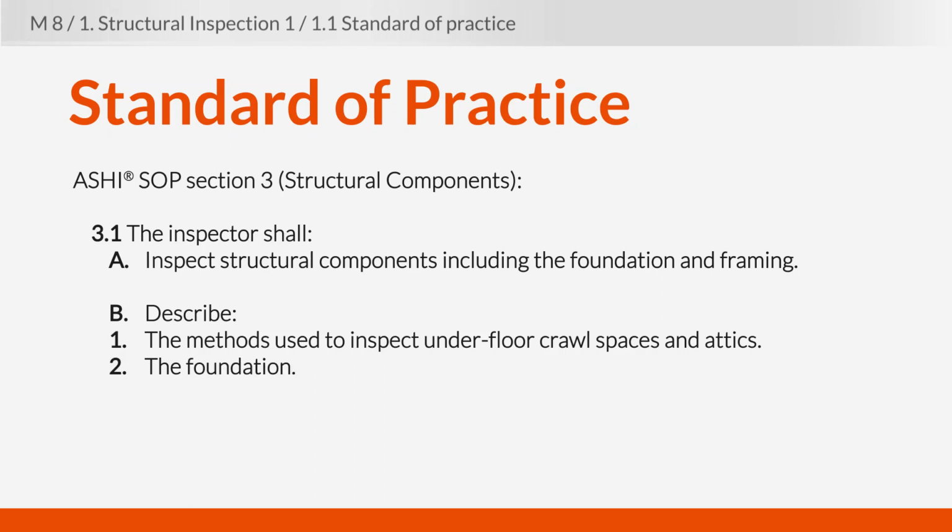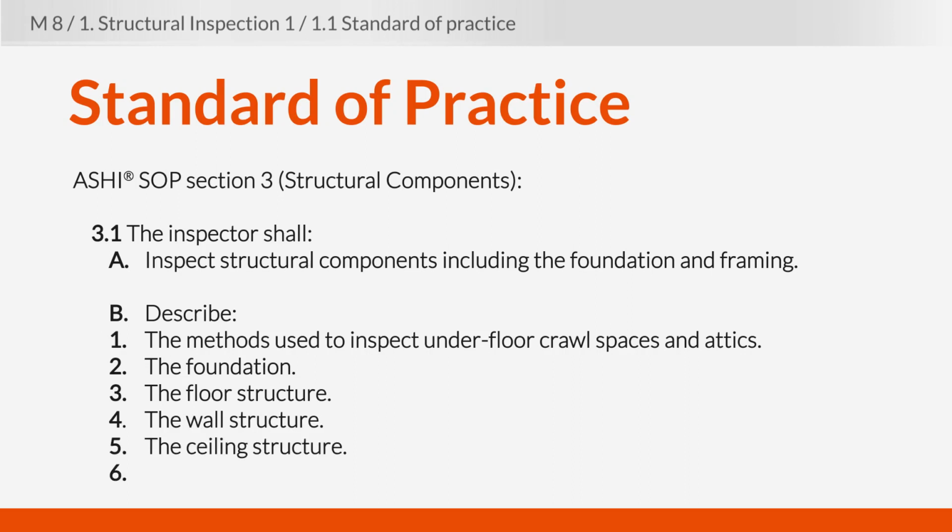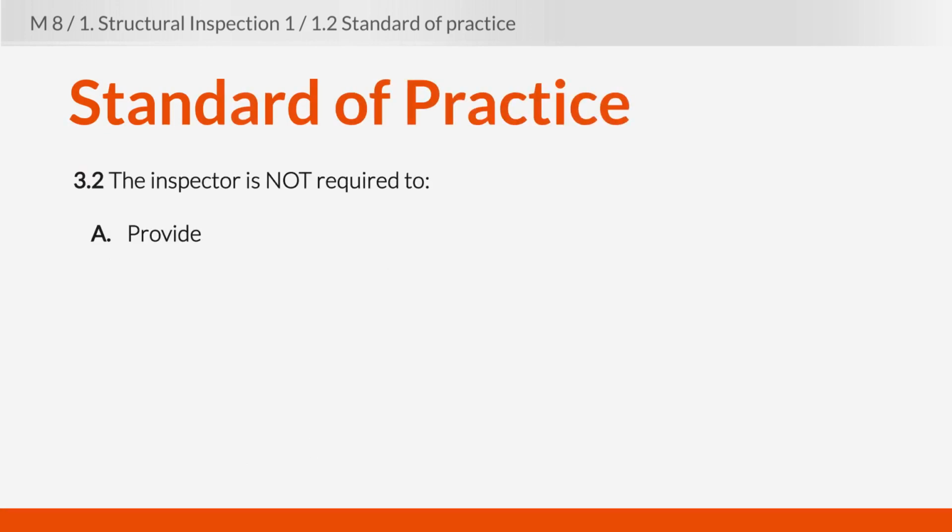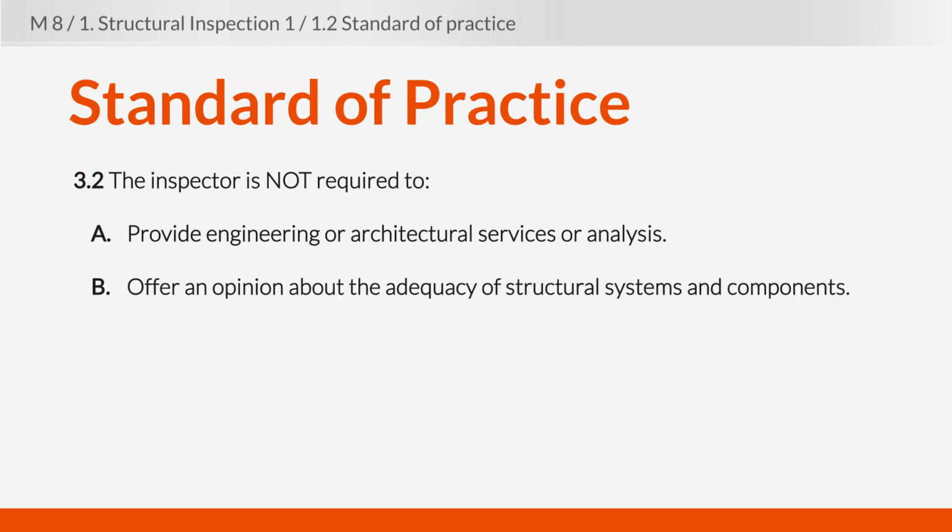We describe the foundation, the floor structure, the wall structure, the ceiling structure, and the roof structure. As the home inspector, you are not required to provide engineering or architectural services or analysis, nor are you required to offer an opinion about the adequacy of structural systems and components. I'm sure you'll recall that we had a pretty extensive discussion regarding these types of exclusions back in the inspection process in Module 3.